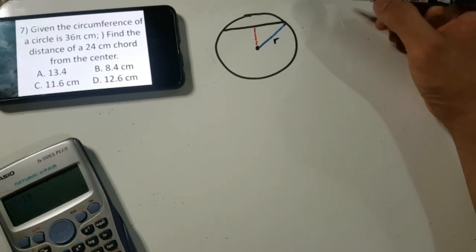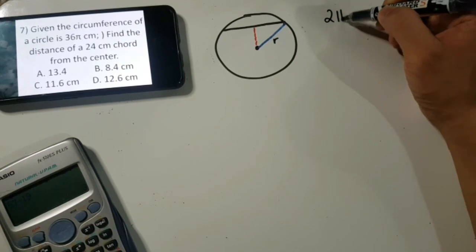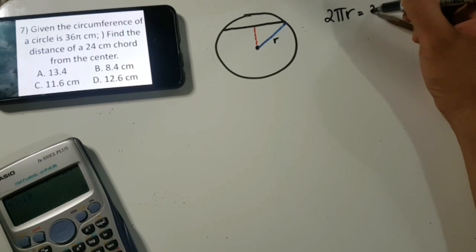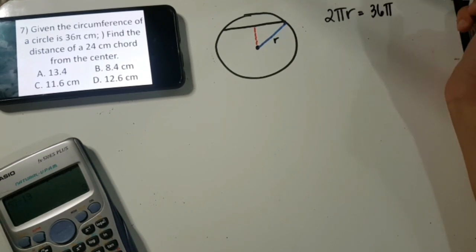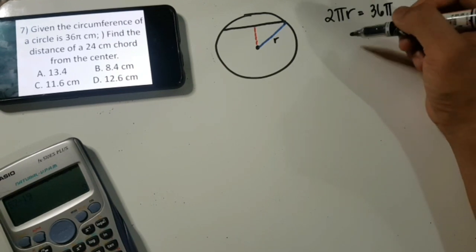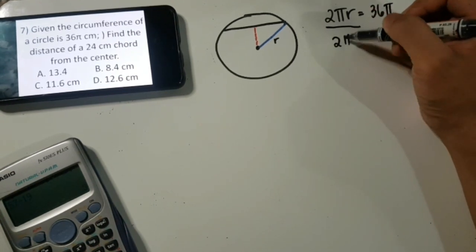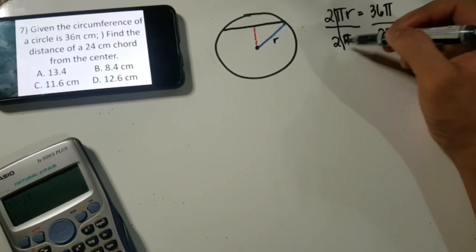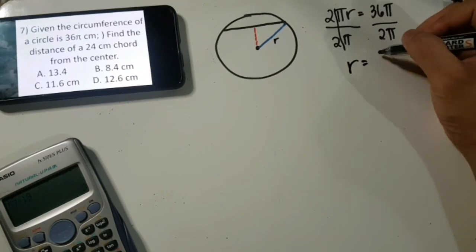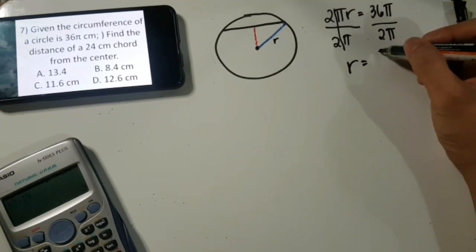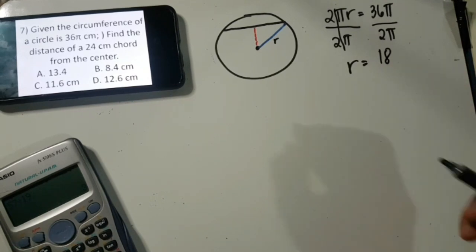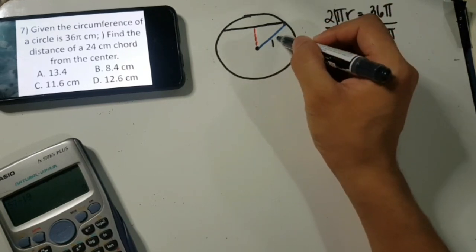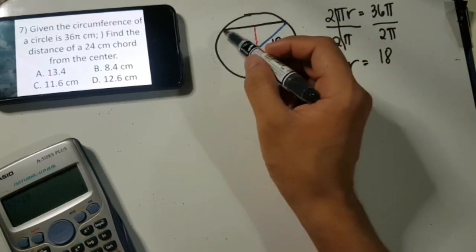So, paano po yun? Tandaan po natin yung formula for circumference, that is 2 pi r. Ang given natin circumference is 36 pi. So, therefore, we can solve for the value of r by dividing 2 pi both sides. So 2 pi cancel, so we are left with r is equal to 18. So ang radius natin is 18 centimeters. So what about this line?